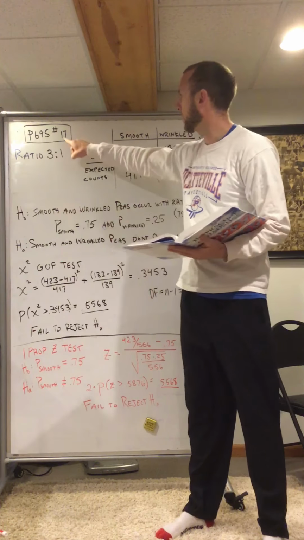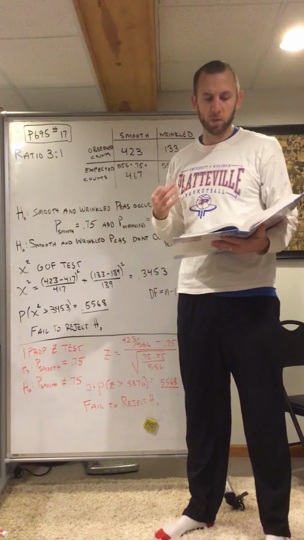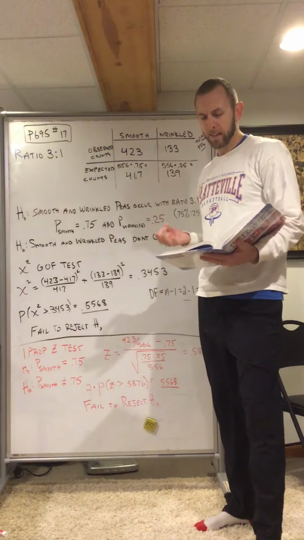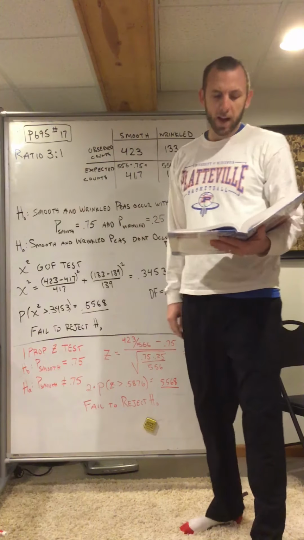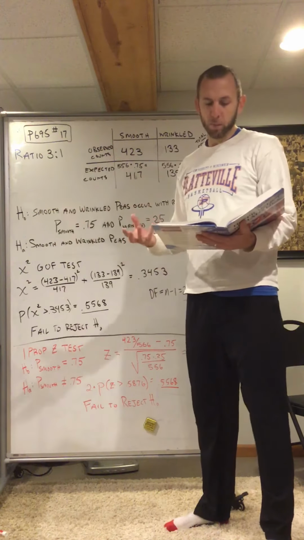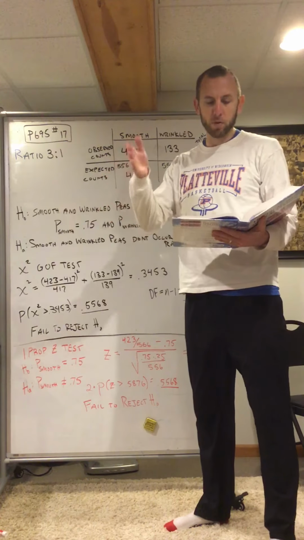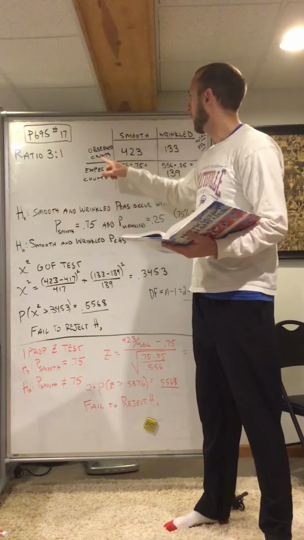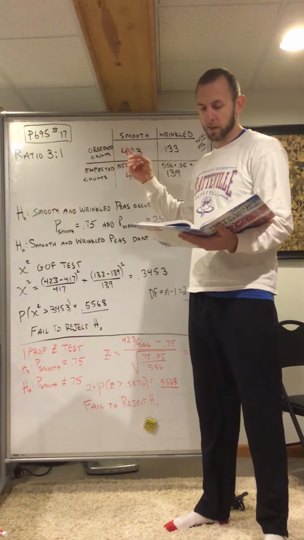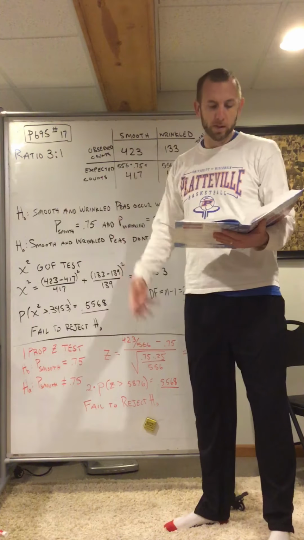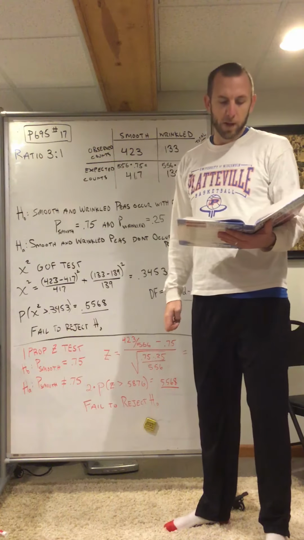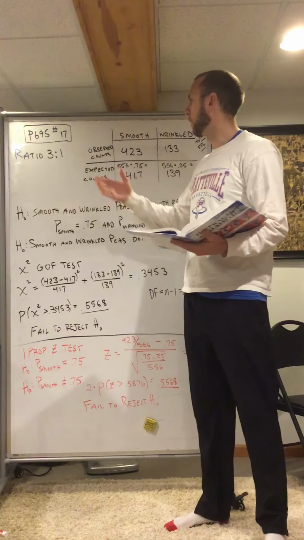This is about question number 17 in the Chapter 11 homework, page 695 in your textbook. It has to do with Gregor Mendel and the peas. Basically, Mendel predicted a ratio of 3 smooth peas for every 1 wrinkled pea. And then we have our observed counts where he observed 423 smooth peas and 133 wrinkled peas. We're carrying out a test to see if Mendel's predicted ratio is correct.